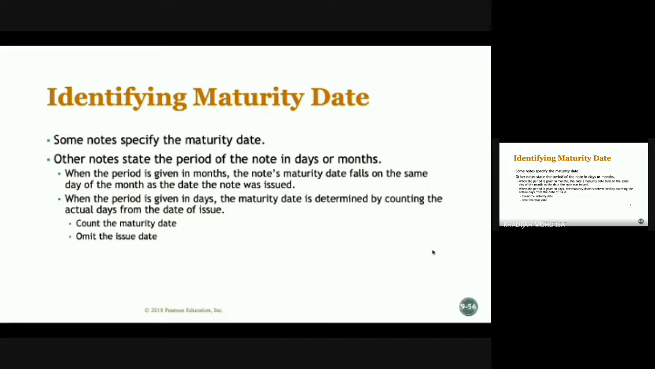Right. The maturity date could be in the form of a date. It could be in number of days. It could also be that if it's not mentioned as a number of days or a date, then you have to compute the number of days.